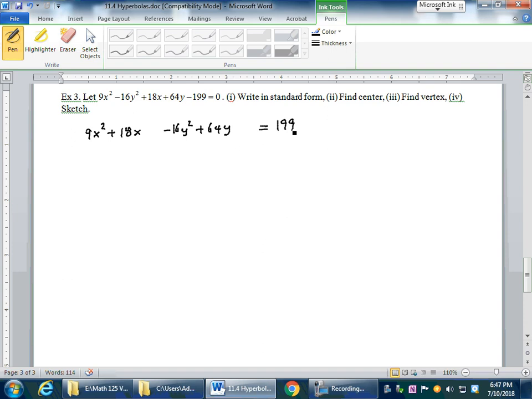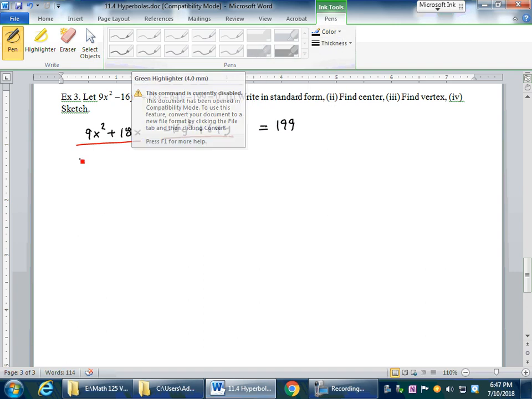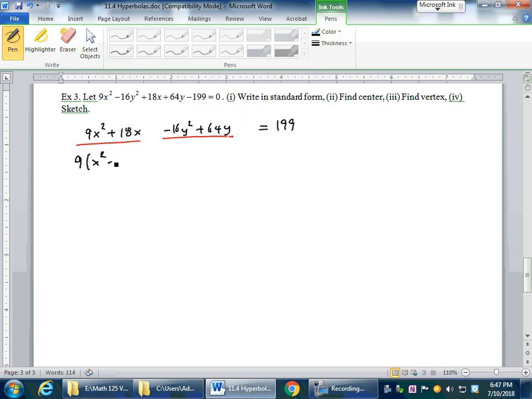Now, in order to complete the square, the leading coefficient must be 1. So from this first group, I need to factor 9 out. From the second group, I need to factor out -16. So when I factor it out, it will be 9 times (x squared plus 2x), right? And then for the second part, if I factor -16 out, it will be y squared minus 4y, and equal to 199. Now what we're going to do is find the number that needs to be added in order to get the perfect square trinomial for x and y.